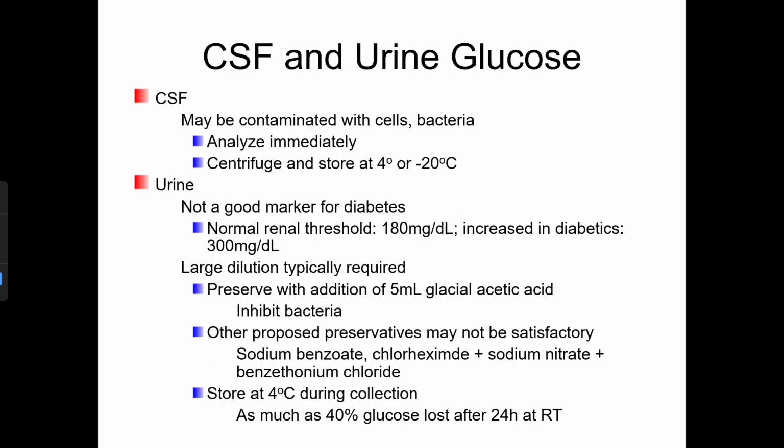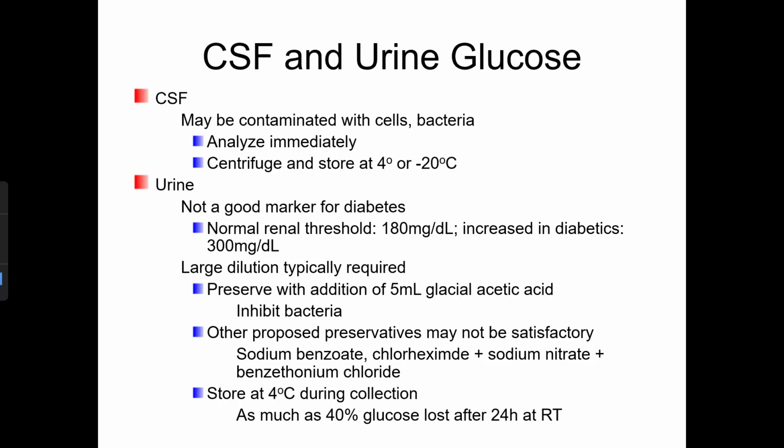CSF and urine glucose. Cerebrospinal fluid may be contaminated with cells or bacteria. It needs to be analyzed immediately, centrifuged, and stored at 4 degrees or minus 20 degrees Celsius. Urine is not a good marker for diabetes. Normal renal threshold is 180 mg per deciliter, increased in diabetics to 300 mg per deciliter. Large dilution is typically required.